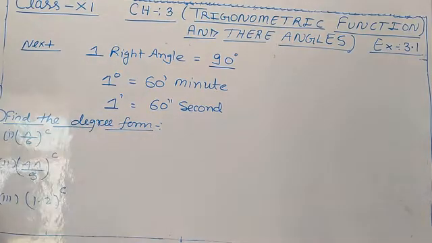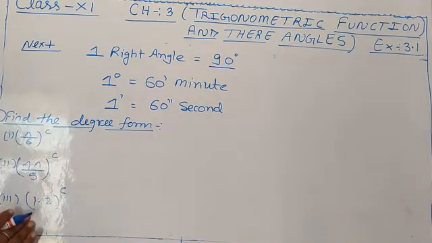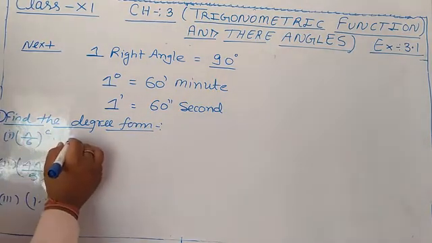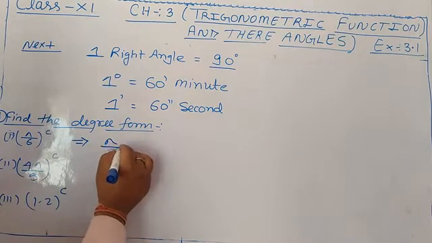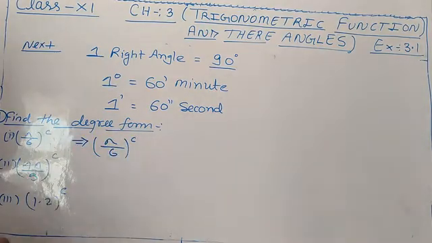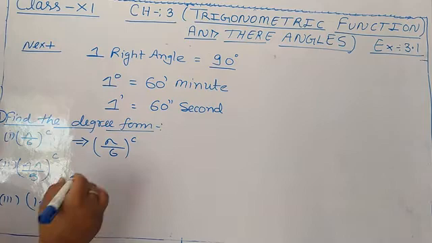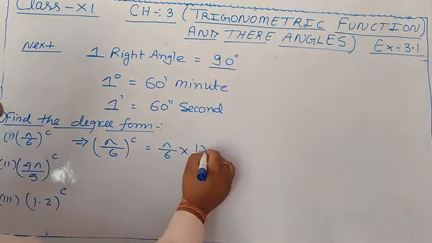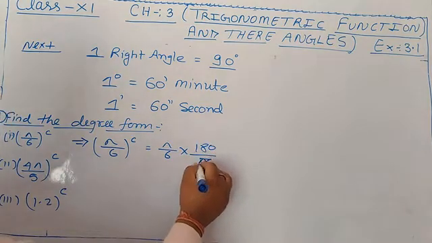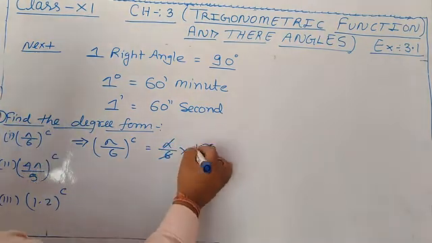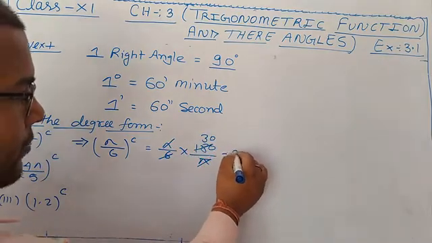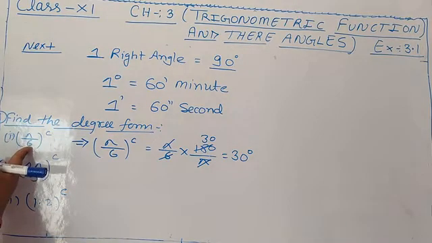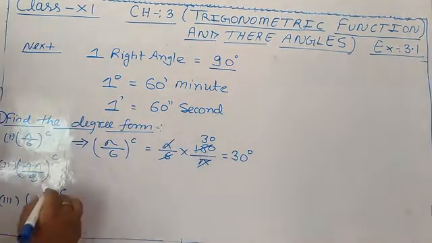Find the degree form. Radian form is given. The first question is pi by 6 in the form of radian form. Convert to the degree form. Pi by 6 into 180 upon pi. Pi cancel. 6 3s are 18, so 180 upon 6 is also equal to 30 degree. Okay, student. Radian form is given. Convert to the degree form.